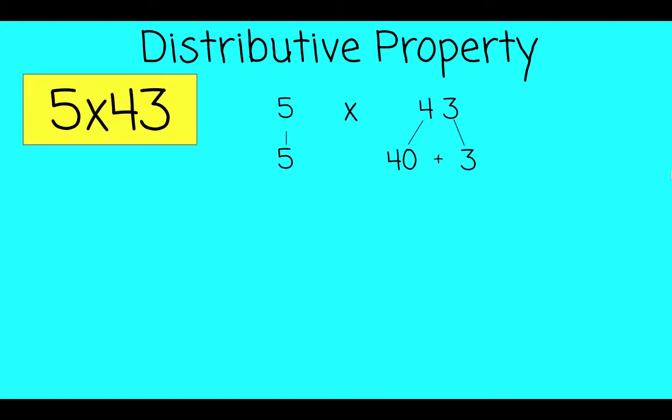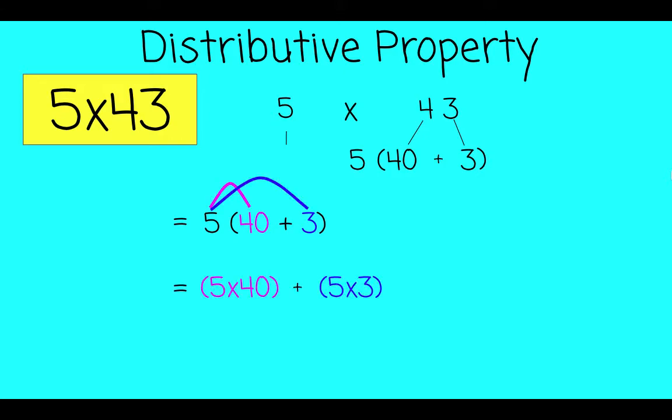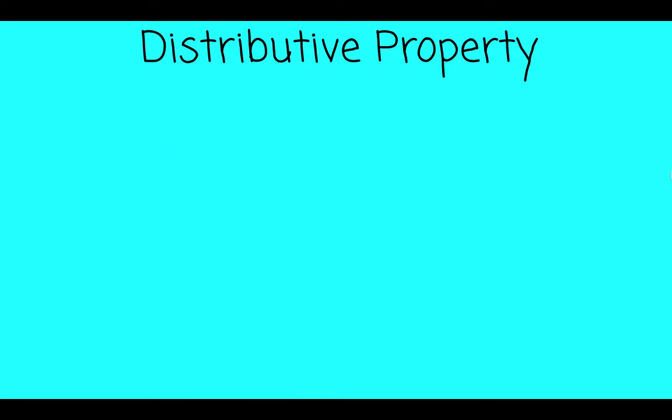Let's do another example. I've already written 43 in expanded form for you. So let's put our parentheses around it and bring this 5 over. Let's rewrite it down below. Let's distribute that 5 out. 5 times 40 plus 5 times 3, which gives us 200 plus 15 for a final product of 215.